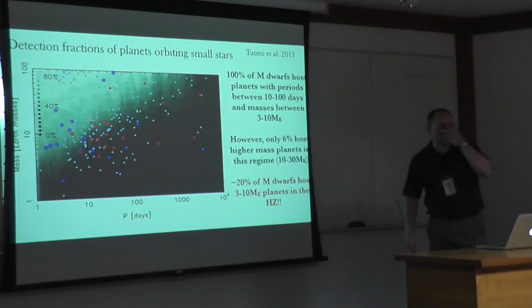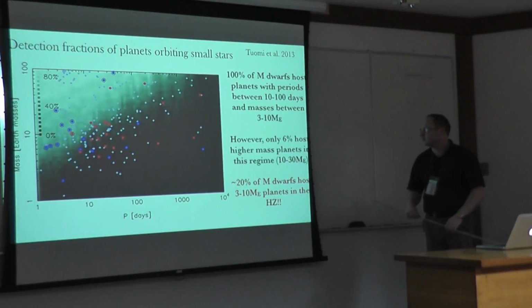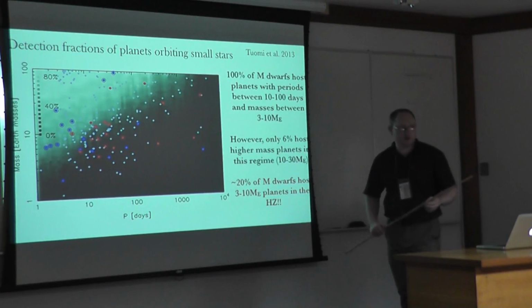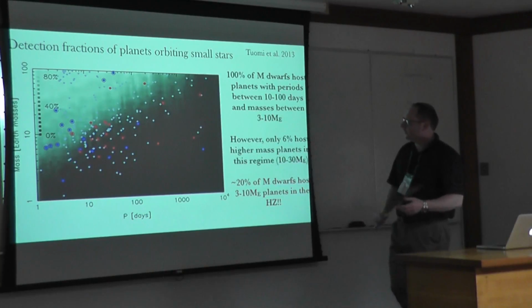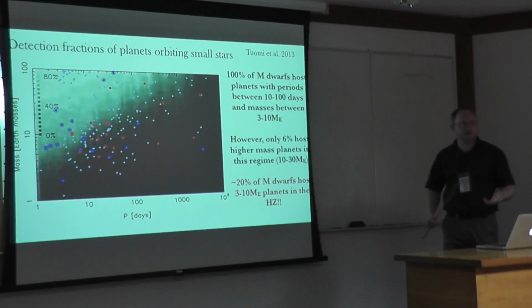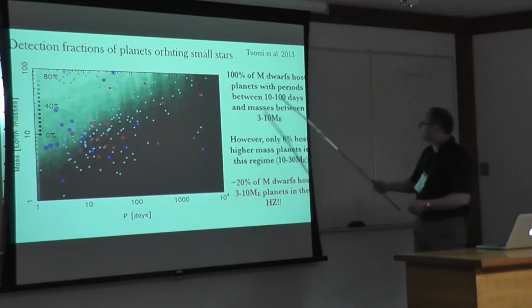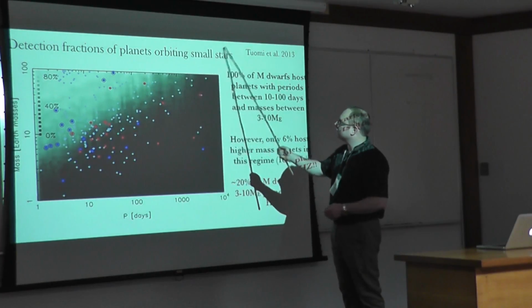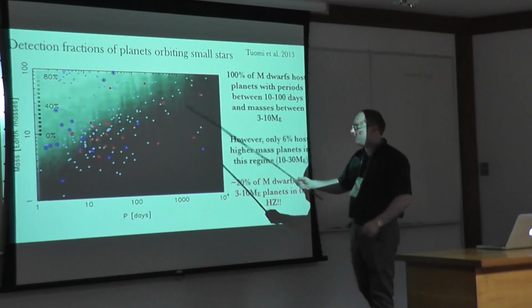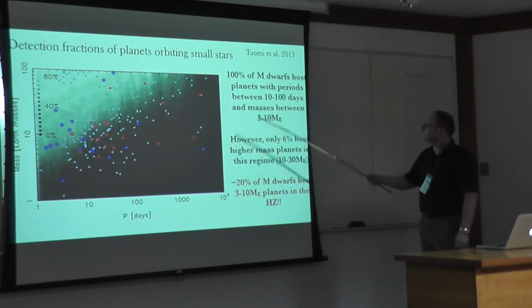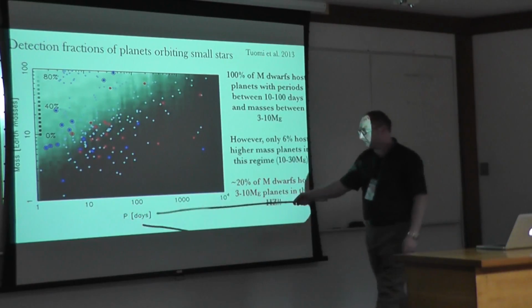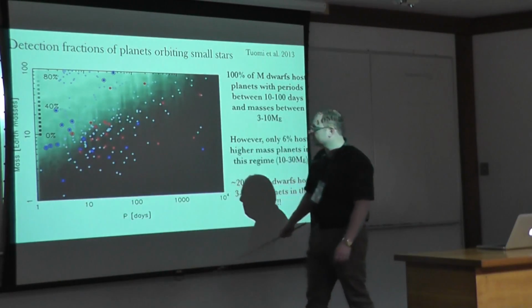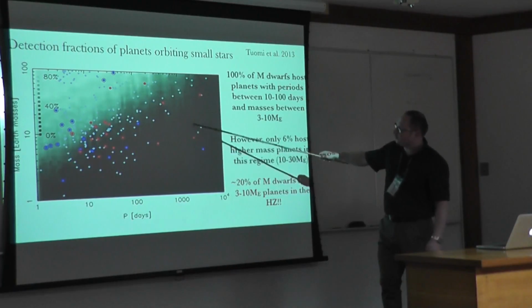And we heard yesterday that they're the most abundant stars. Of course they're fainter because they're smaller, but now we're getting efficient enough that we can draw samples, and draw samples at a mere meter per second or so radial velocity precision. And when we do that, what we find is if we look at the detection fraction orbiting small stars, and this is work we did with Mikko Tuomi, we look at period against mass in Earth masses, where the shading we've got is our completeness.